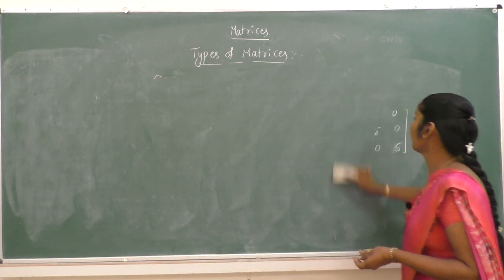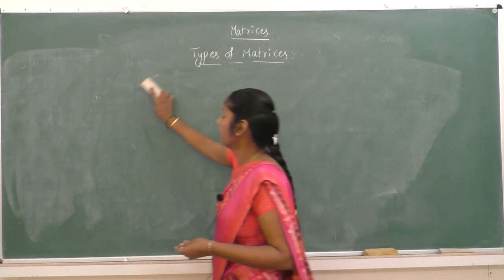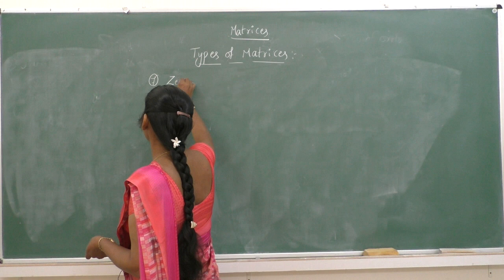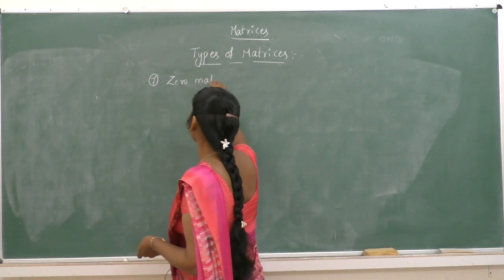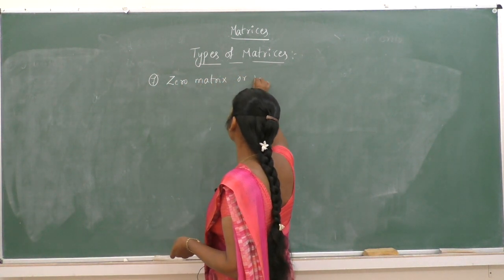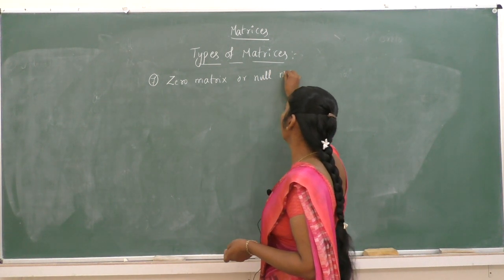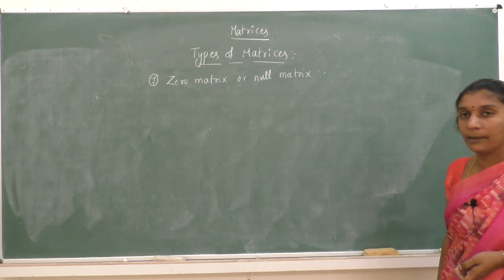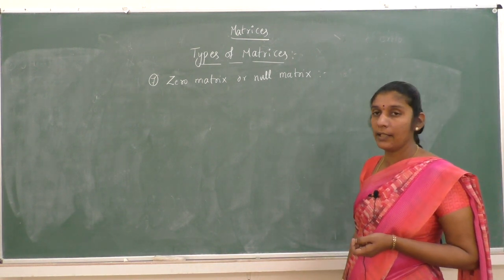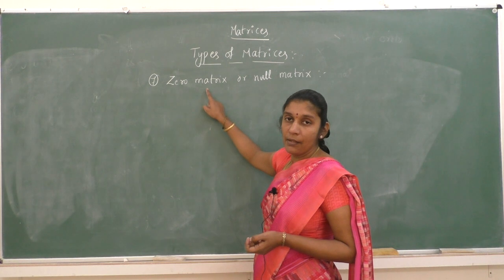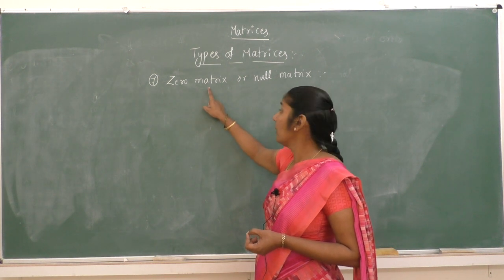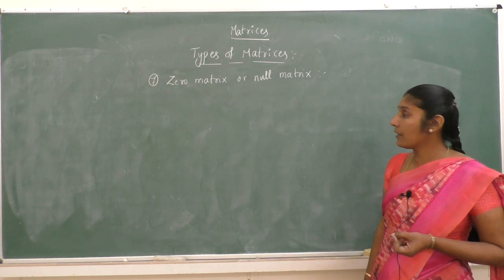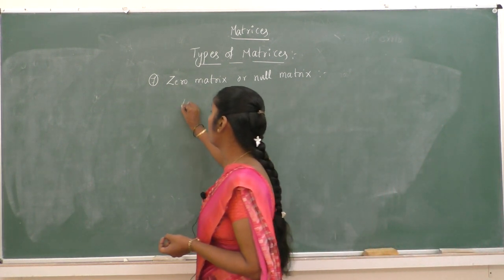Zero matrix, or null matrix. Zero matrix means all the elements of the matrix are zeros. A matrix which contains all the elements zeros is called a zero matrix.